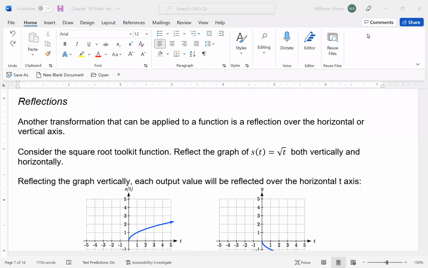In this video, we're going to continue discussing transformations of functions. We're going to focus on reflections and types of symmetry. So let's start with reflections. We can reflect a function in two ways that we're going to focus on: over the horizontal axis or over the vertical axis. So they use the square root function to demonstrate this again.